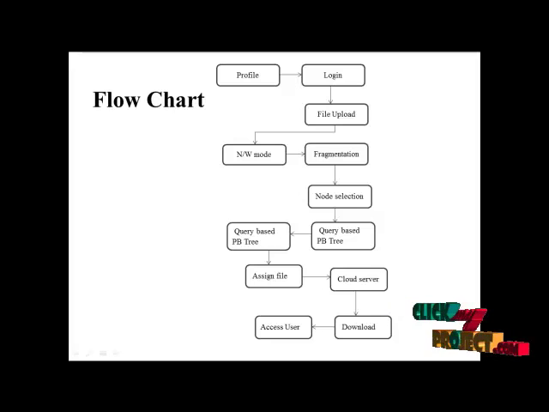So the flow, the first one, is the profile. Every new user who comes to the cloud fills in the registration form as their profile. So every user creates a profile based on their details. The next one is the login. Every user is assigned a username and password. When the user comes to the cloud, they enter the username and password. If both match, they go to the next page.